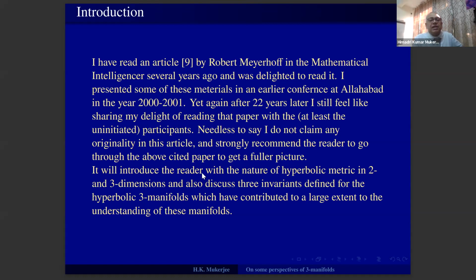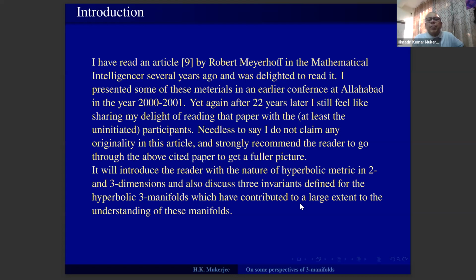Needless to say, I do not claim any originality in this article and strongly recommend the reader to go through the above cited paper to get a fuller picture. It will introduce the reader to the nature of hyperbolic metric in 2 and 3 dimensions and also discuss 3 invariants defined for the hyperbolic 3 manifolds, which have contributed to a large extent to the understanding of these manifolds. So that is my purpose.